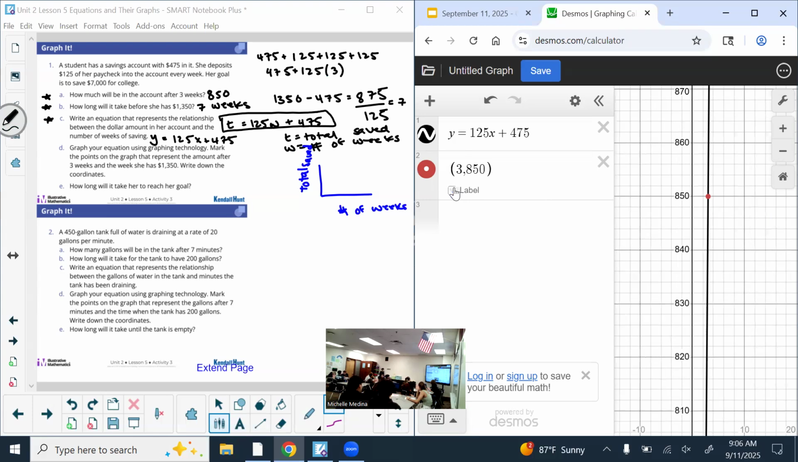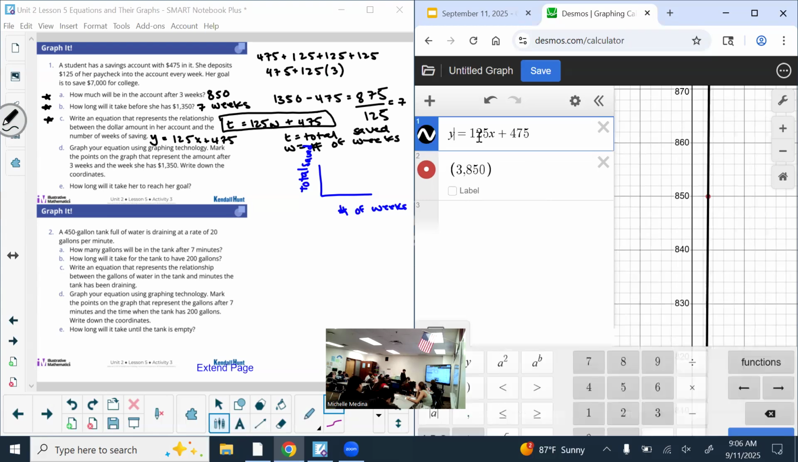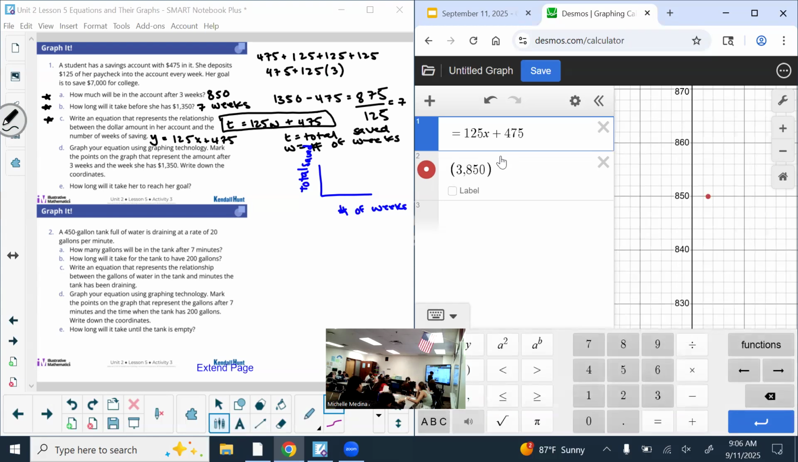I said earlier, usually if I were to type in T and W, it doesn't work, but I guess it works now. But still, you should get into good practice of knowing what should go on the X and what should go on the Y. So there's that.